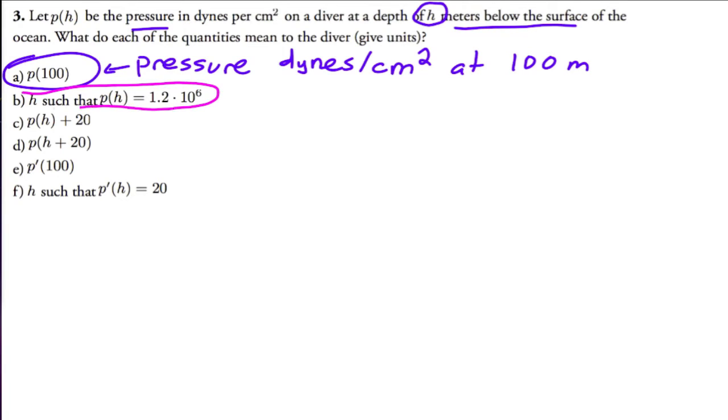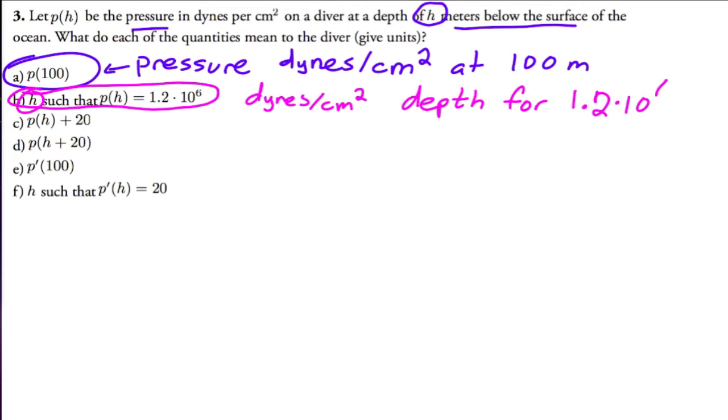it says h such that P of h is equal to 1.2 times 10 to the 6. So 1.2 times 10 to the 6 is dynes per square centimeters. Now h, when you find h, so h is going to be the depth that you need to reach to reach a pressure of 1.2 times 10 to the 6 dynes per centimeter squared.